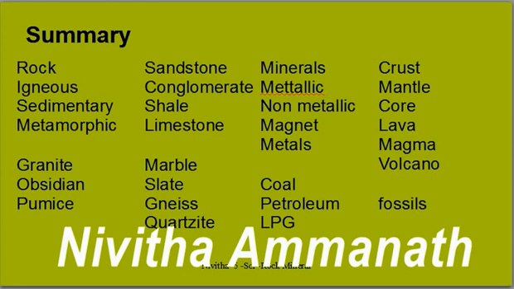Then we have minerals. Minerals are the chemical materials that form the rocks. Rocks are composed of minerals. The minerals are two types, metallic and non-metallic. Metallic minerals are, for example, bauxite, from which we get aluminium. And the non-metallic minerals are, for example, mica. So these are minerals. These are ores that are found on the earth.